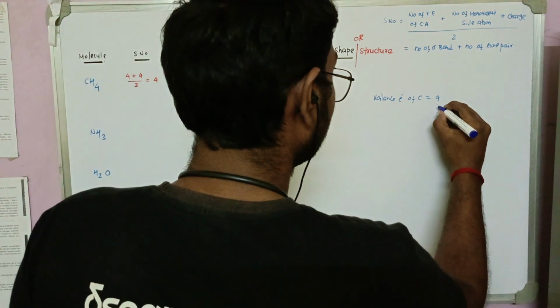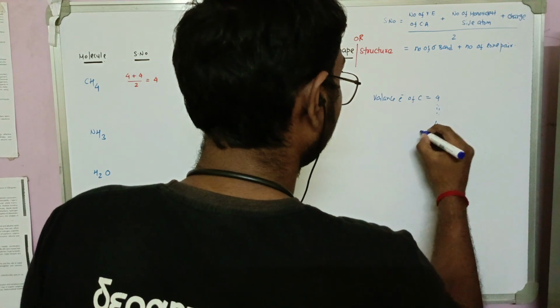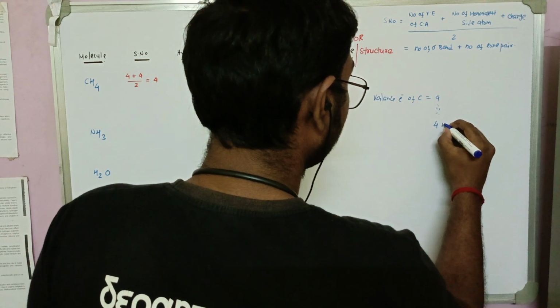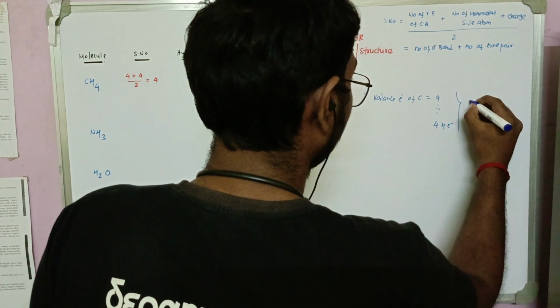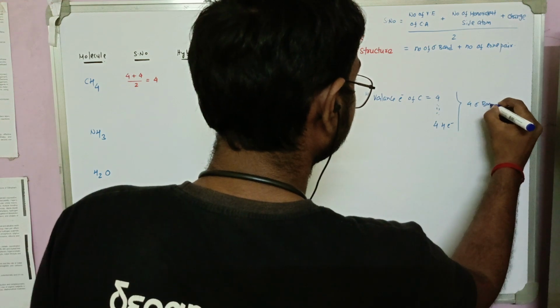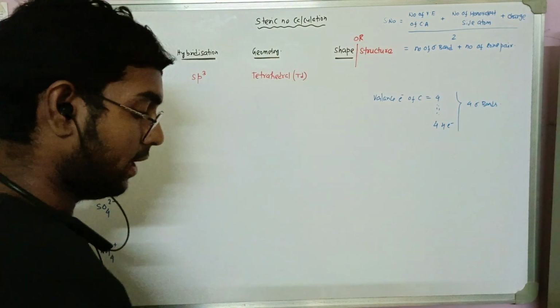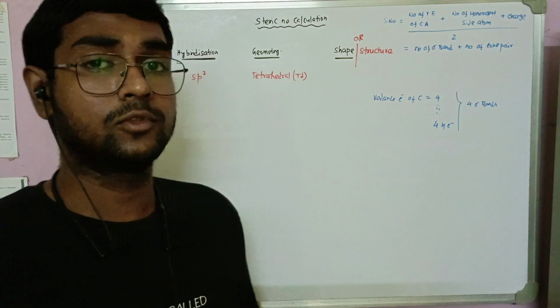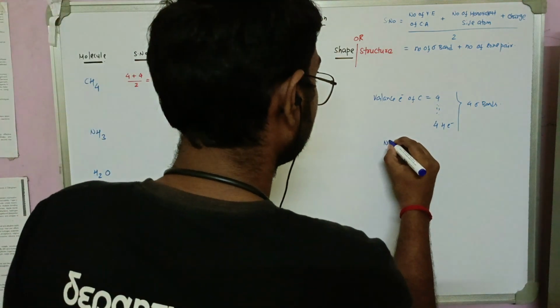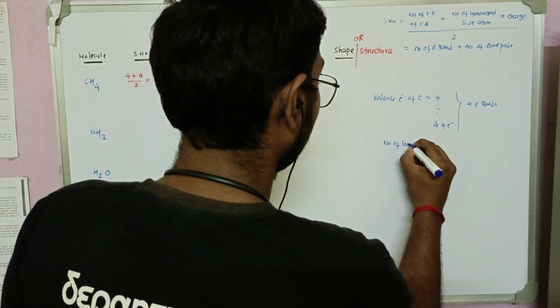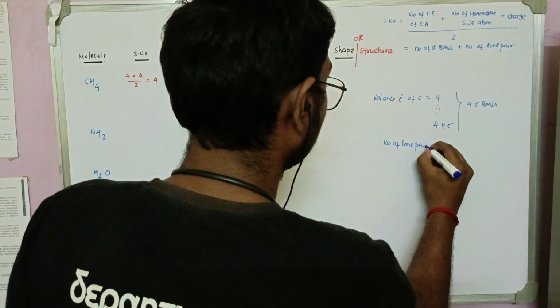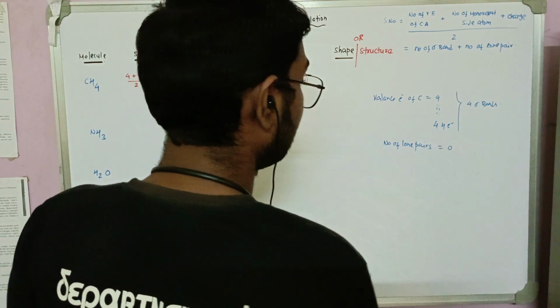So all of them are utilized for the 4 hydrogen electrons in order to form 4 sigma bonds. So there are no valence electrons left on the carbon atom. So the number of lone pairs on the carbon atom is 0.